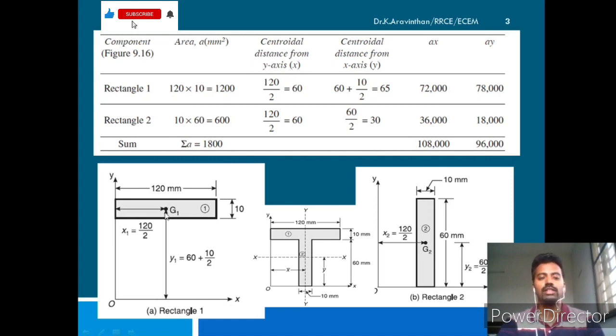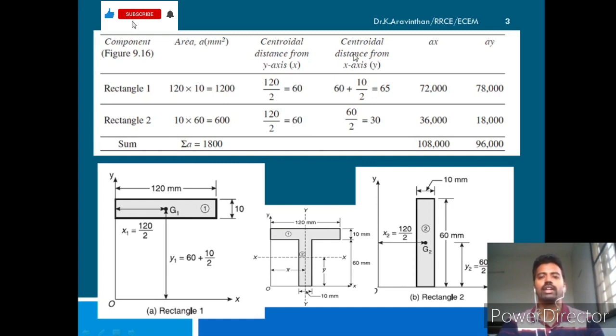If we want to know the centroid G of the rectangle, the x distance will be 120 by 2. 120 by 2 will be 60 mm. So hence 120 by 2 is 60 mm. And for the second rectangle also, from the y axis the x distance will be, the total distance here is given as 120 mm. So the centroid of this rectangle will fall from origin at 120 by 2. Hence it is given as 60 mm.